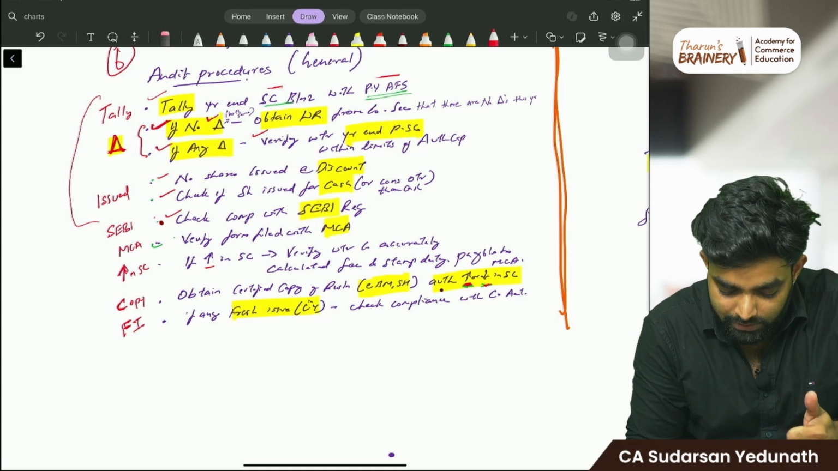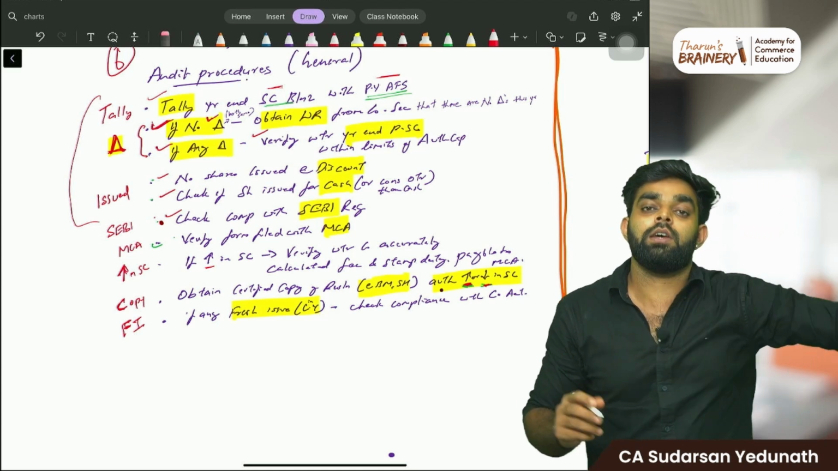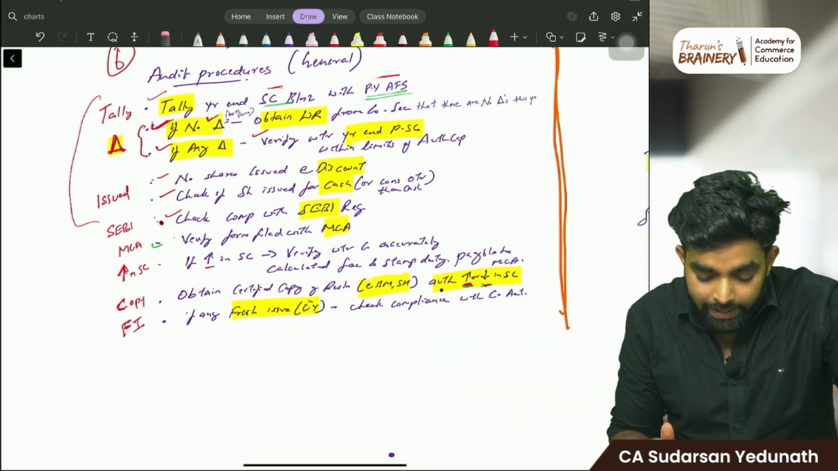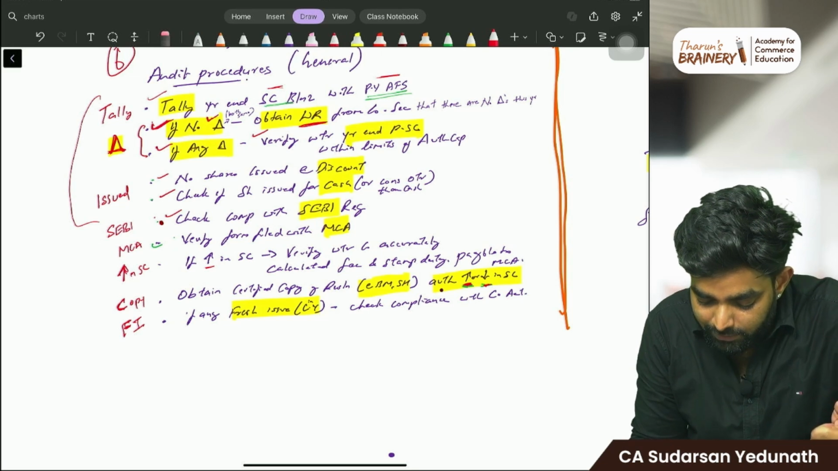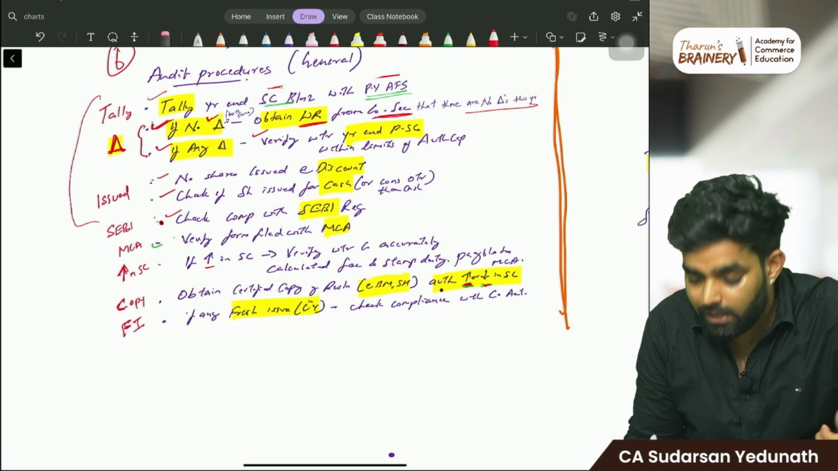If there are no changes, last year it was 10 lakh and this year also it is 10 lakh, same. In that case, obtain a written representation from the company secretary that there are no changes.